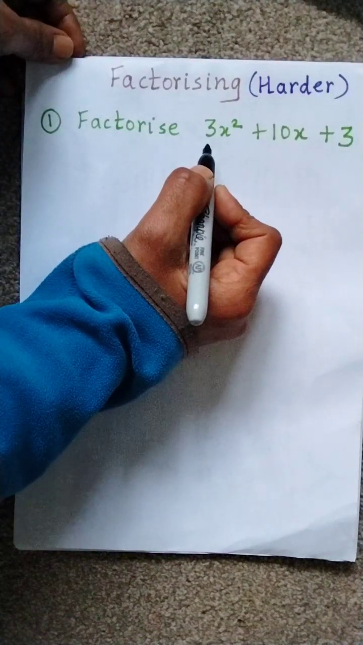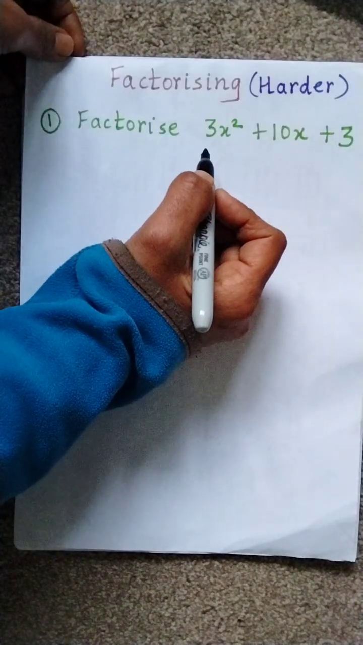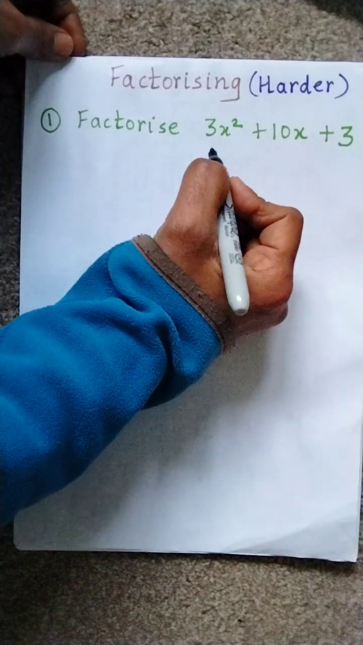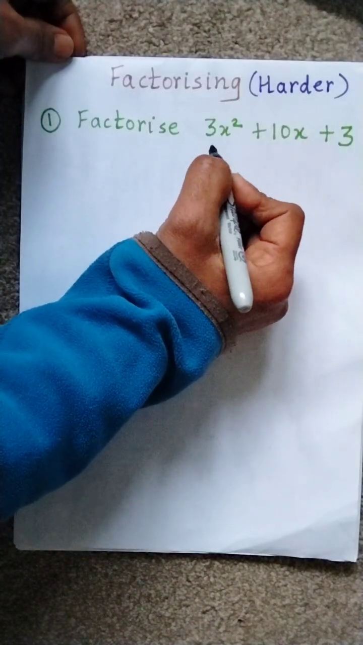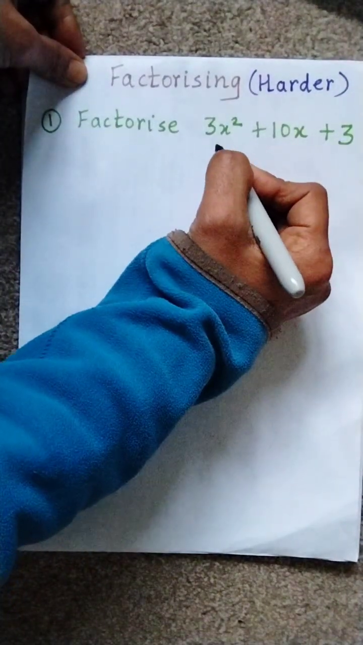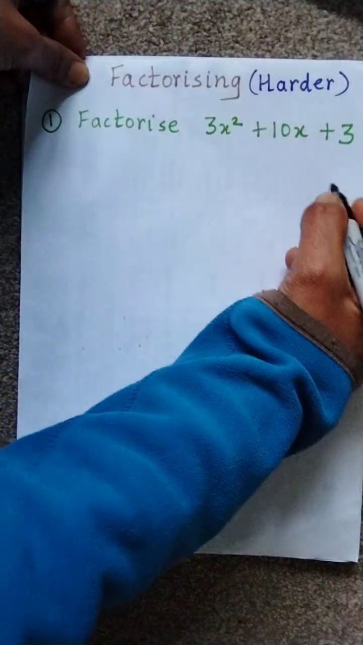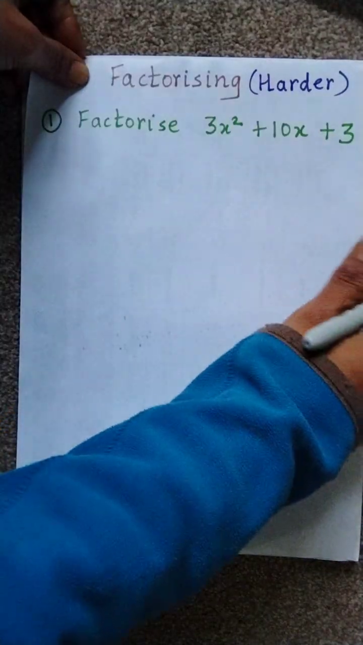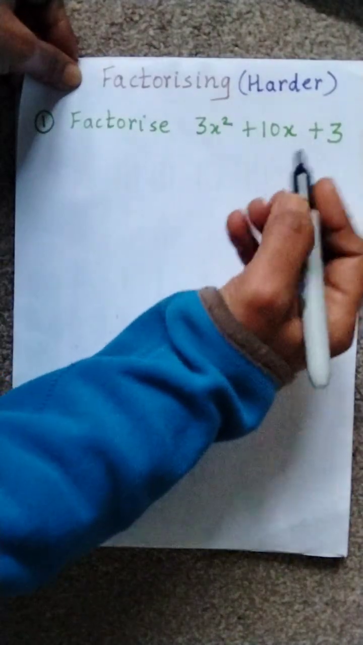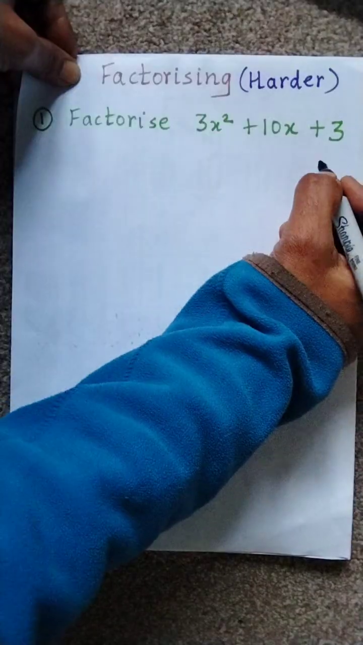In the previous video we learned how to factorize easier quadratic equations because the coefficient was only 1. Here the coefficients are different, not 1. So we will start. The three terms are 3x square, 10x and 3. This time when we find the product, we have to see that the product is of the first and the last term. So 3 times 3 is 9.